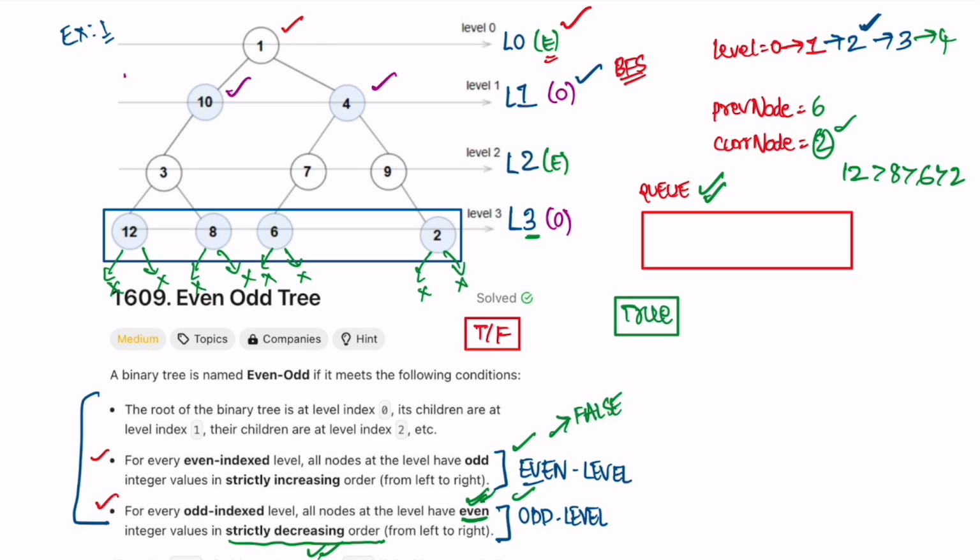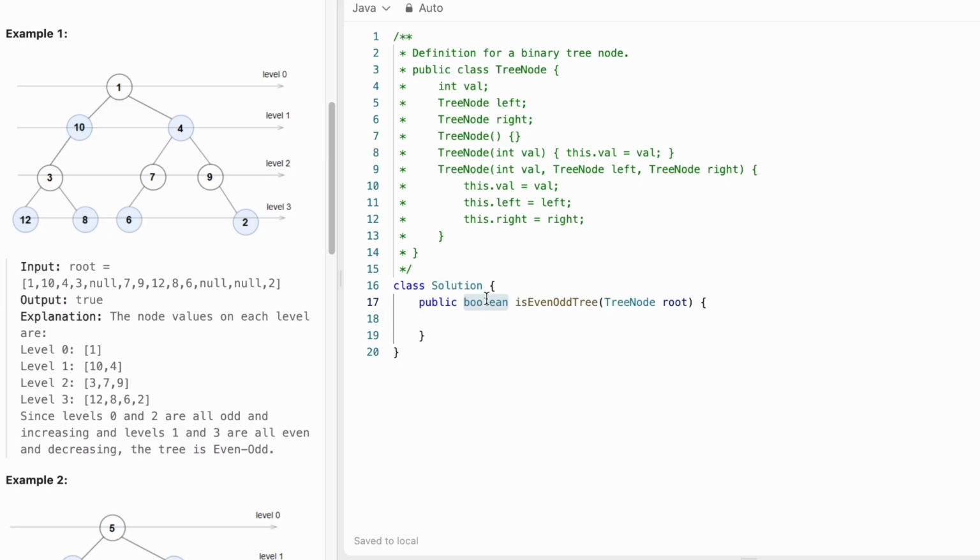Now let's implement the same steps in a Java program. Coming to the function given to us, this is the function name and we are given the root of a binary tree. And the return type is a boolean, so we have to return either true or false as the output. Like we discussed, we are implementing this using BFS, so I'll need a queue. So declare a queue. This queue will contain tree nodes. I'm going to name it queue and I'm going to implement it as a linked list.